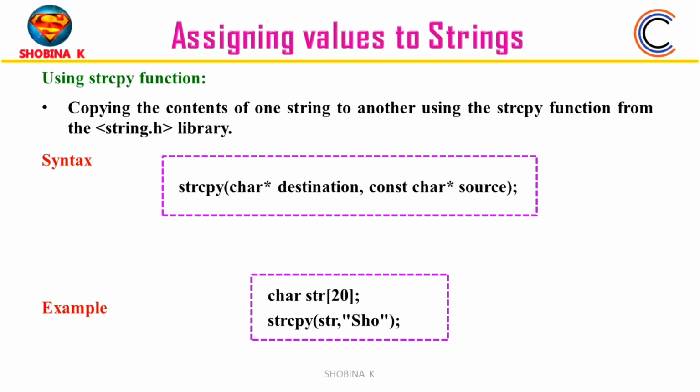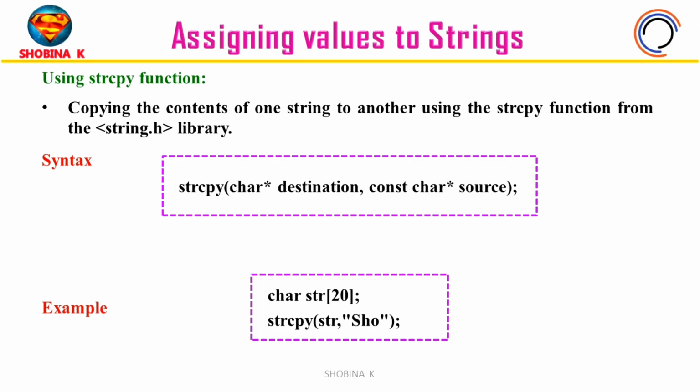The strcpy function, or string copy function, copies the entire content of the source string, including the null terminator, to the memory location pointed to by the destination pointer. It stops copying characters when it encounters the null terminator in the source string, marking the end of the string. Look at this example.